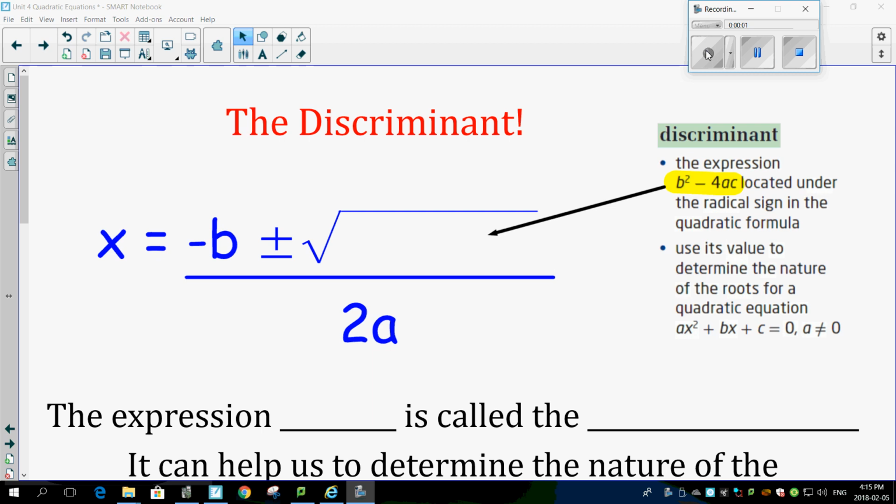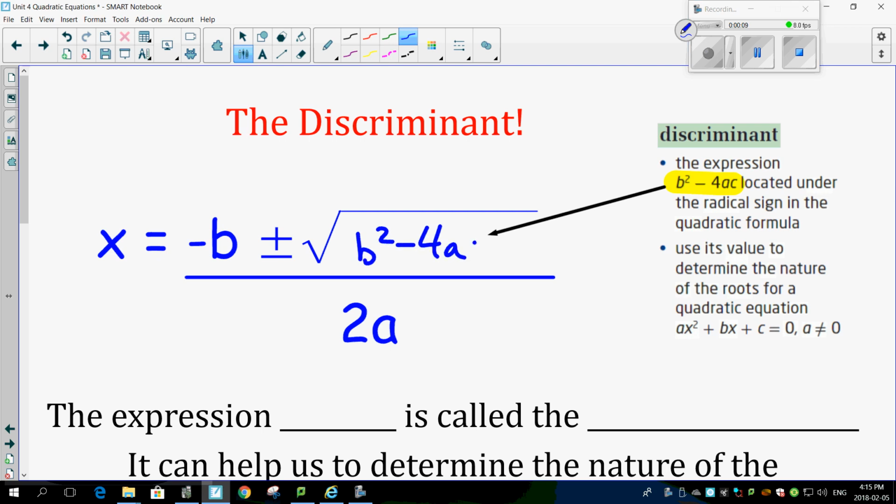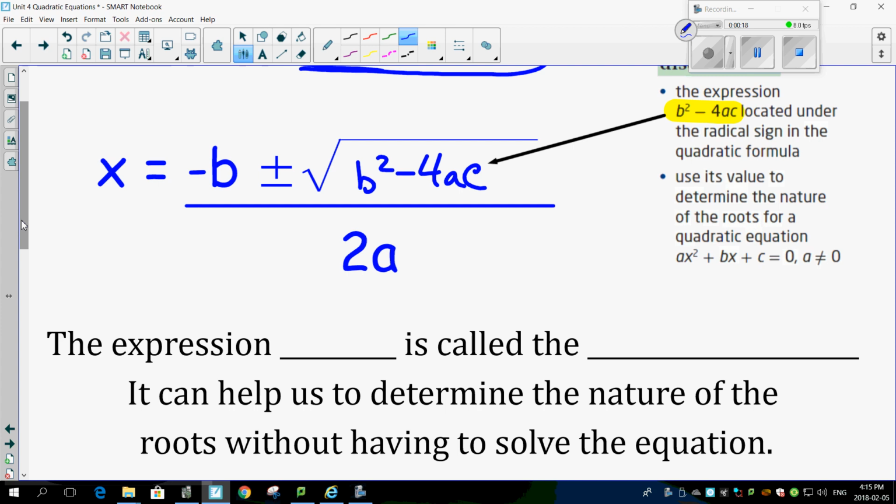So I want to look at a specific part of the quadratic formula. The specific part I want to look at is this one here, where you've got the b squared minus 4ac part. That actually has a specific name. It's called the discriminant. Okay, so the expression, let's just fill out the blanks here: the expression b squared minus 4ac is called the discriminant.